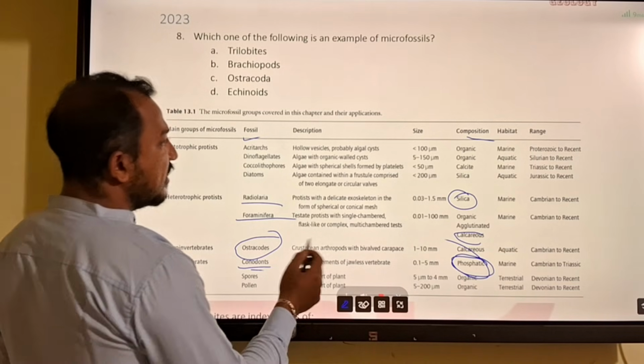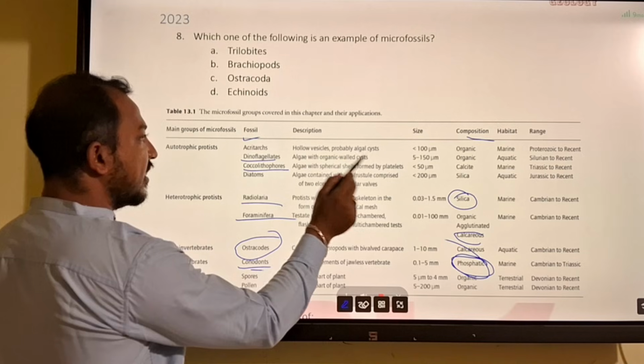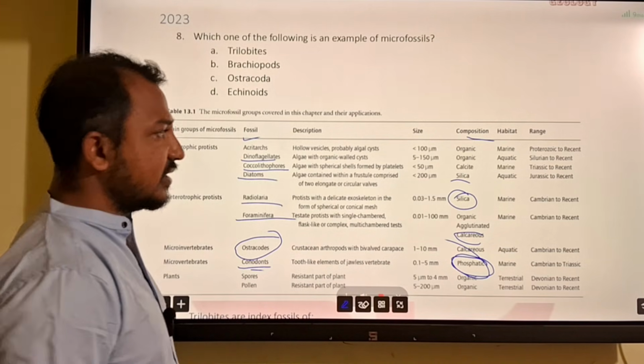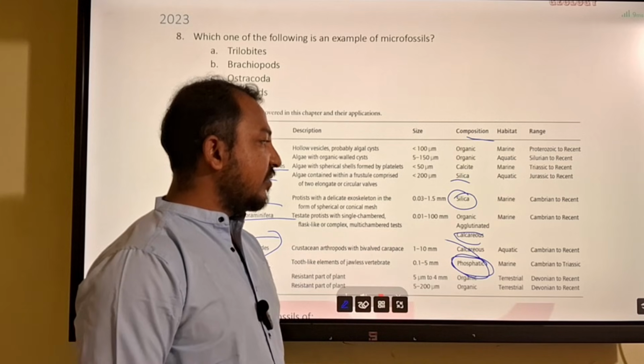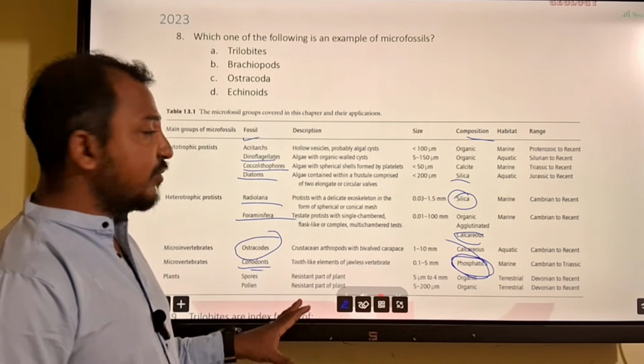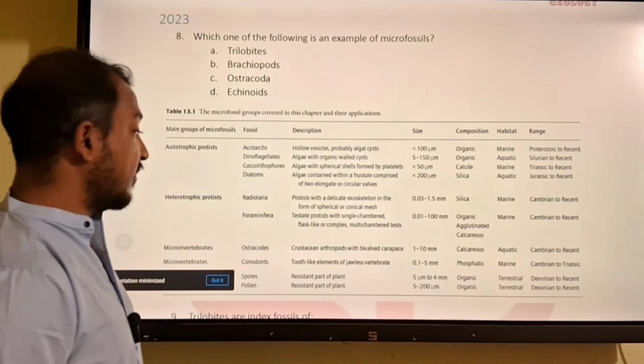Then spore pollens are organic. Then dinoflagellates are organic. Coccolithophore, it is calcite. Diatoms are siliceous. Radiolaria is siliceous. And their habitat is given, which is aquatic, which is marine. So this table is very important. So you can pause this and write down all these things and try to memorize this.